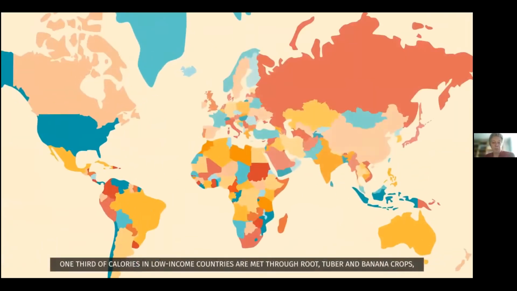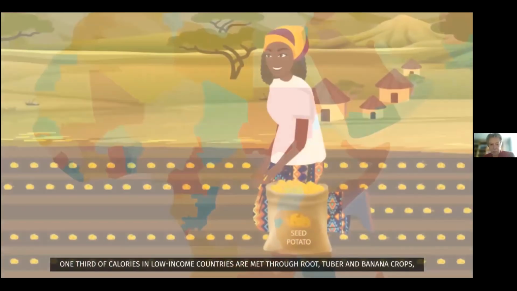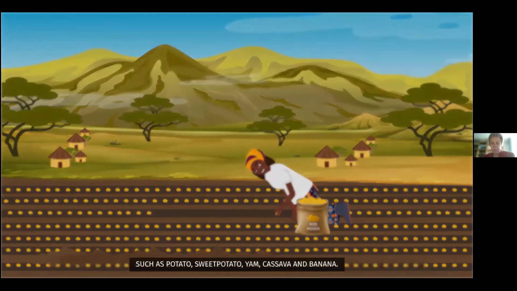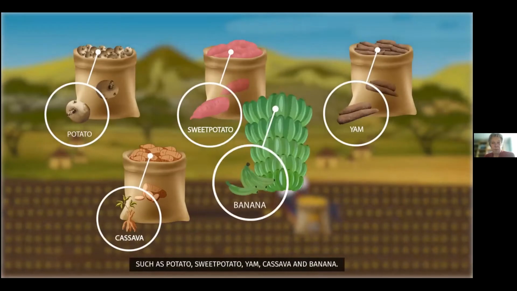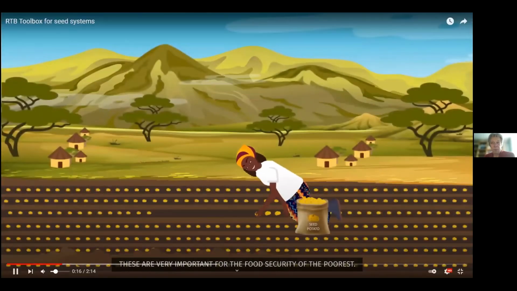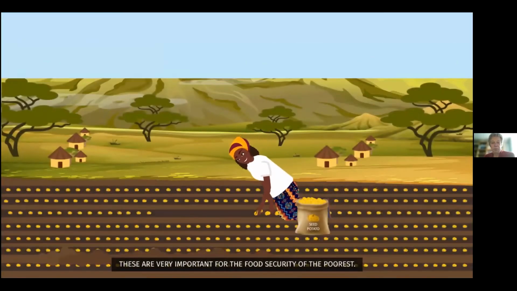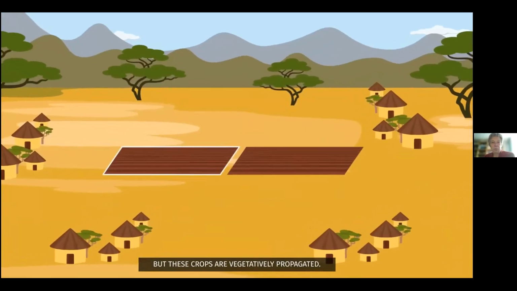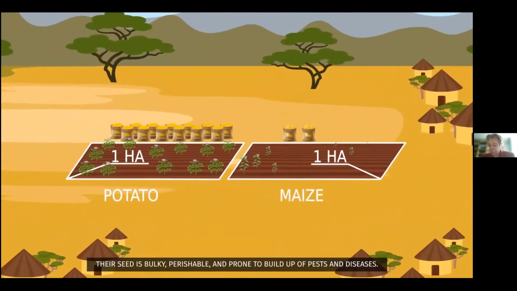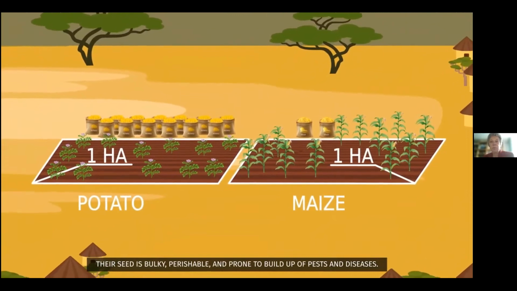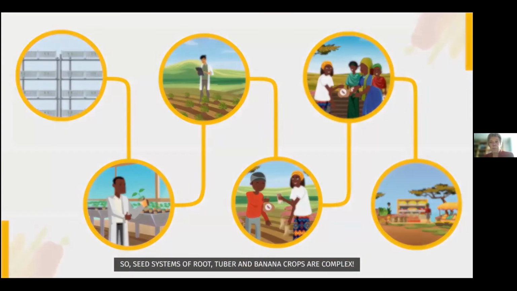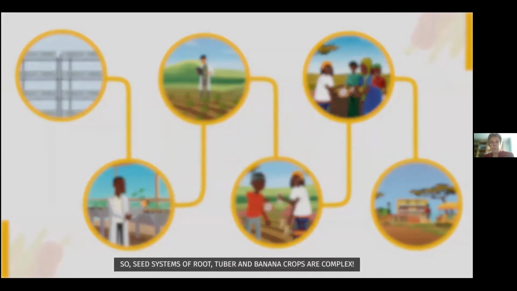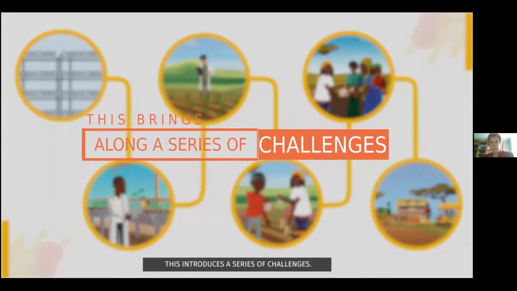One third of calories in low-income countries are met through root, tuber, and banana crops such as potato, sweet potato, yam, cassava, and banana. These are very important for the food security of the poorest. But these crops are vegetatively propagated. Their seed is bulky, perishable, and prone to buildup of pests and diseases. So seed systems of root, tuber, and banana crops are complex. This introduces a series of challenges.